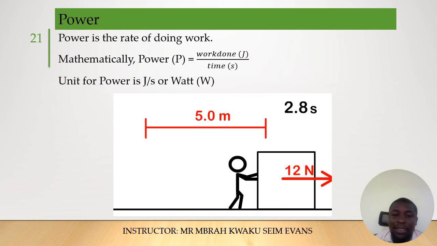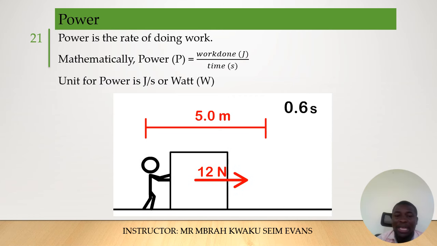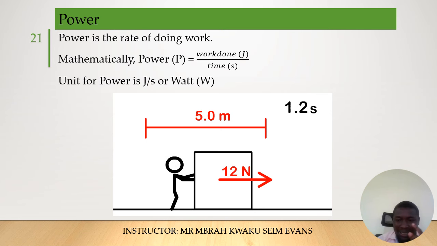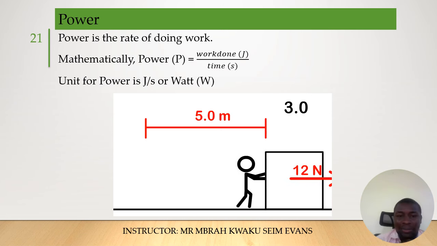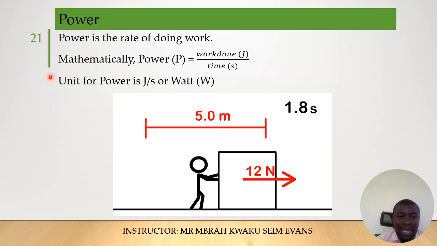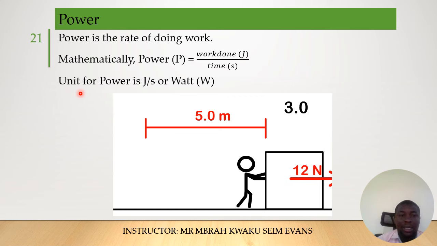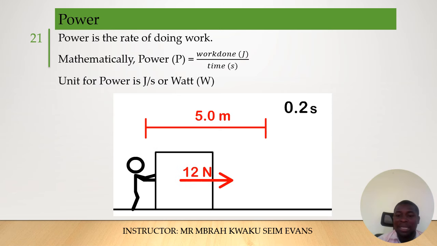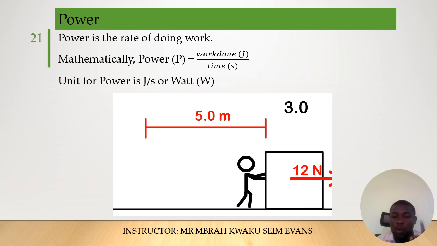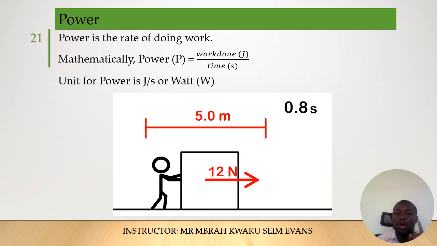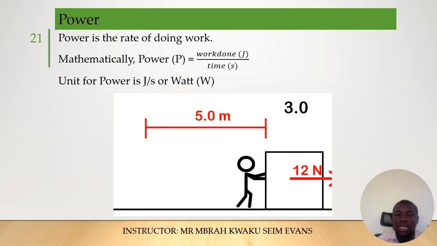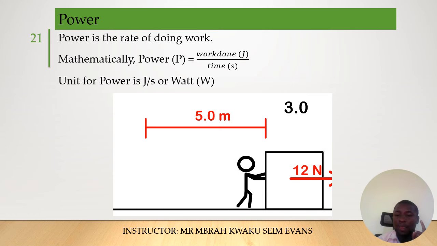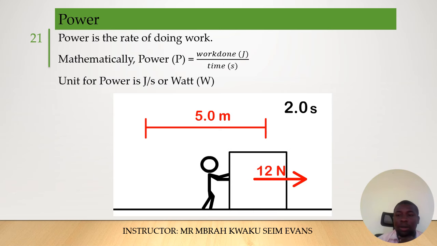Now, what is power? Power is the rate at which work is done. Mathematically, power is equal to work done over time. And the unit is joules per second, or watt. Joules per second or watt.